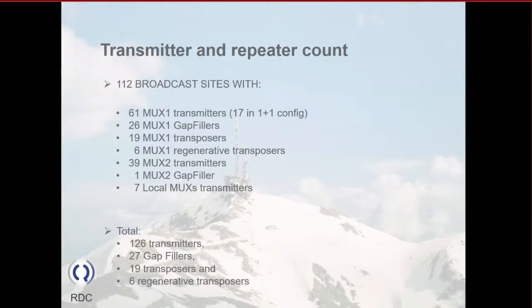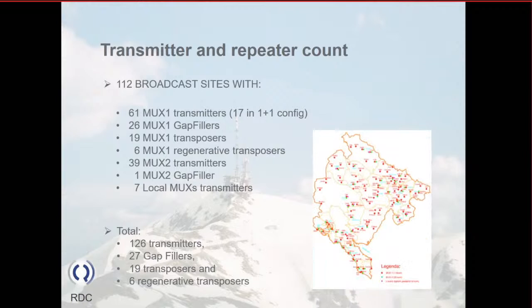And when you put it on the map, it looks like this. Because of our geography, we have a lot of transmitter sites, and as you can see, we consume lots of power, which is bad, but I suppose that's it. We can cover our territory with fewer transmitter sites.